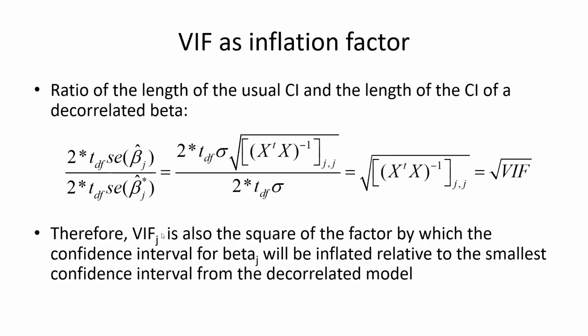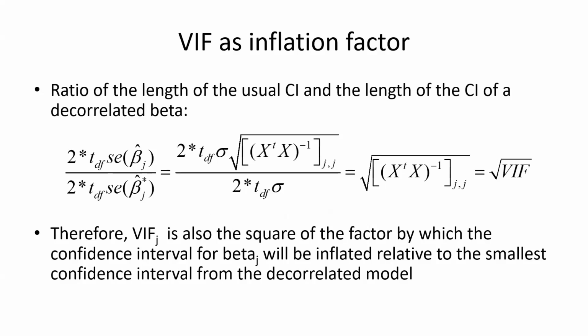So the variance inflation factor corresponding to variable xj is also the square of the factor by which the confidence interval for beta will be inflated relative to the smallest possible confidence interval, which corresponds to the decorrelated model. So the variance inflation factor tells you how far you are away from a perfect world. The perfect world is 1, multiply by 1. And if you have a variance inflation factor of 5, then your confidence interval is square root of 5 times larger than it could be in a perfect world.